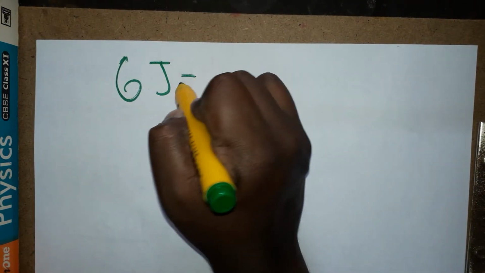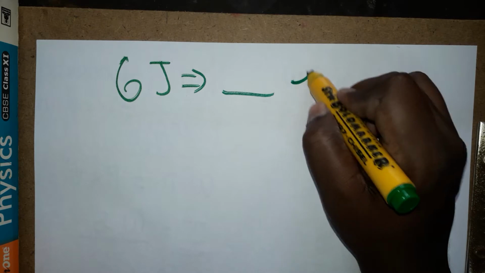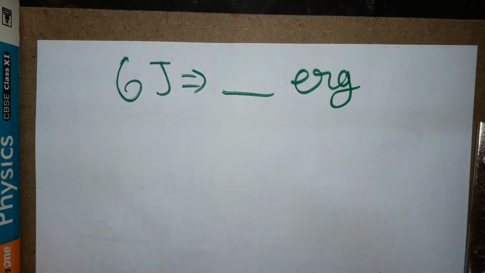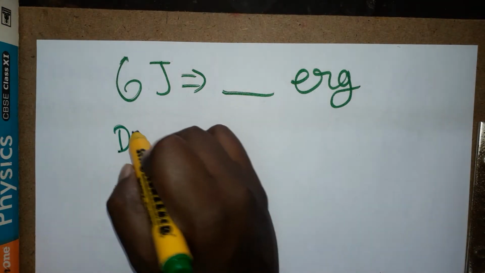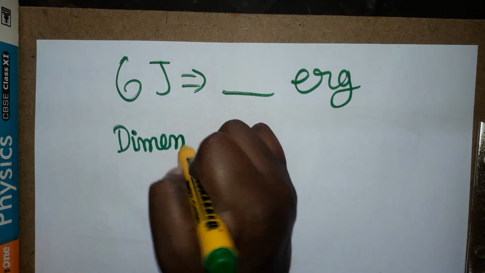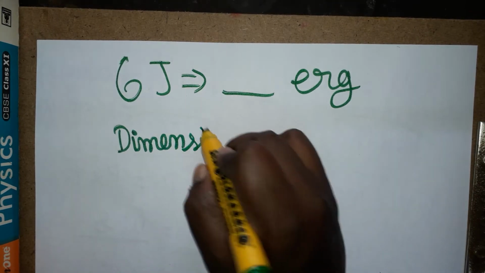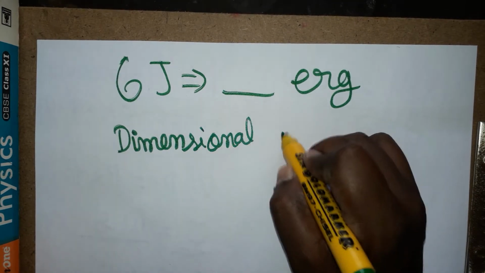Hello student, today we are going to learn 6 joule is equal to dash erg using the dimensional analysis concept. It is for class 11. So we are going to learn how to find 6 joule is equal to dash erg using the dimensional analysis concept.